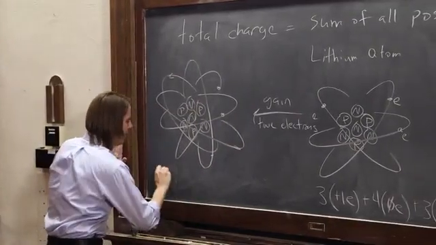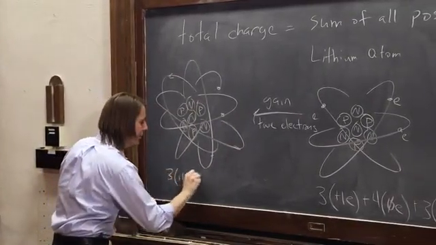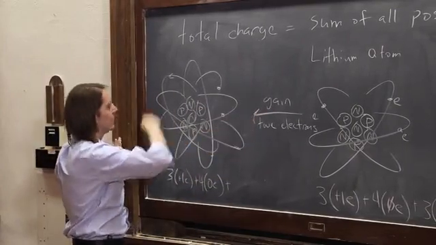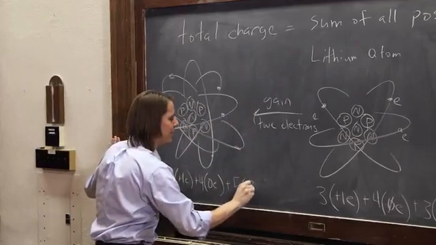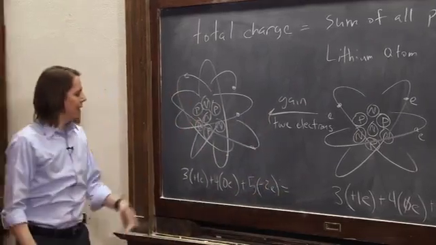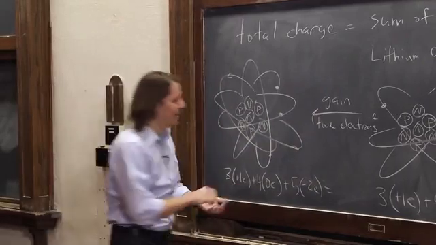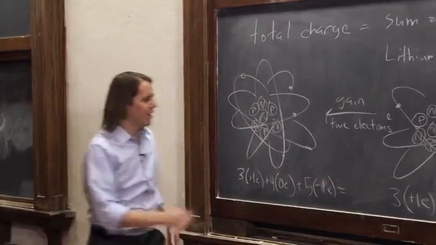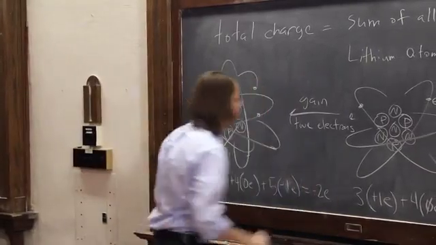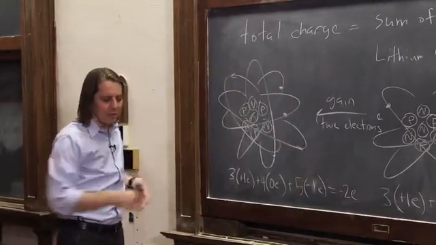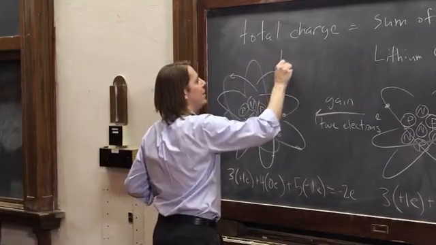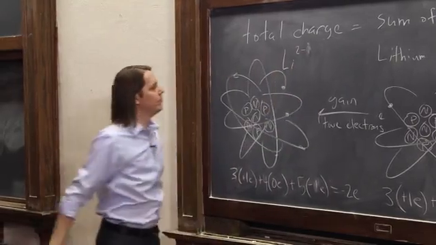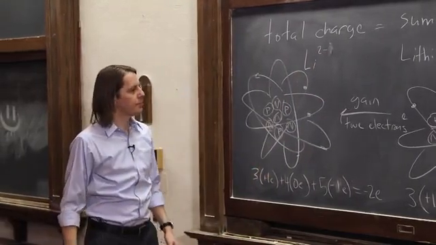3 times plus 1 E, plus 4 times 0 E, plus, now we gained 2 electrons. That took us up to 5, plus 5 times minus 1 E. And we'll get a charge that's negative. We'll get minus 2E for the total charge. So you can see this is really just trivial addition. This would be a lithium ion, and usually it'd be written like this, the chemical symbol for lithium, 2 minus, because its charge is minus 2.